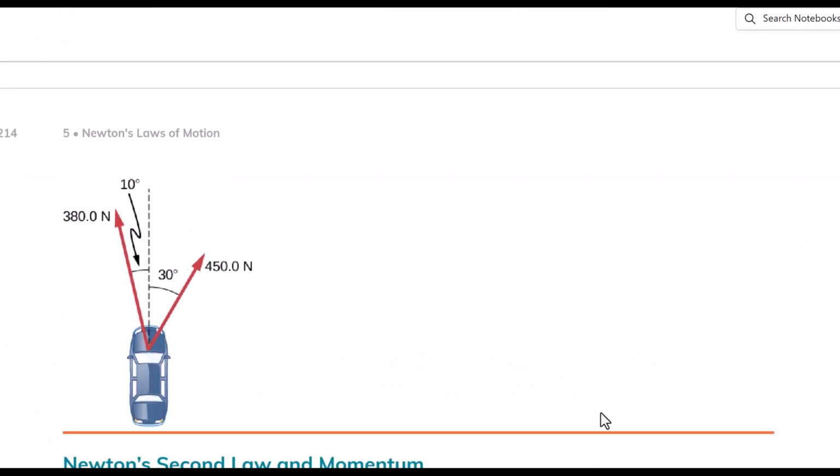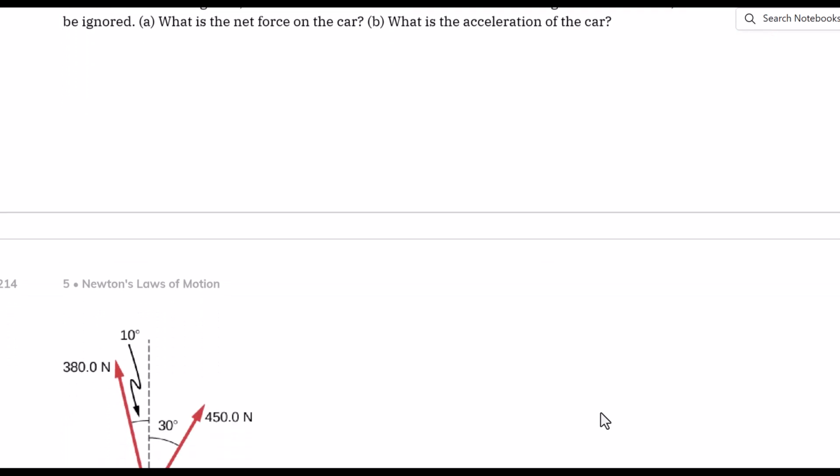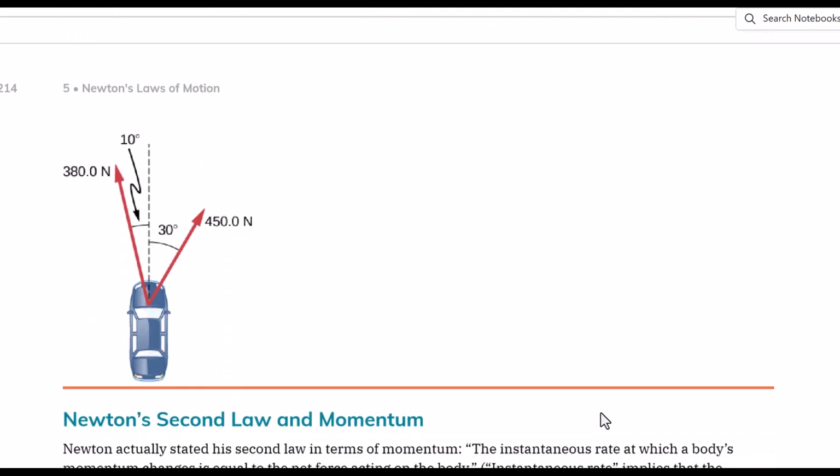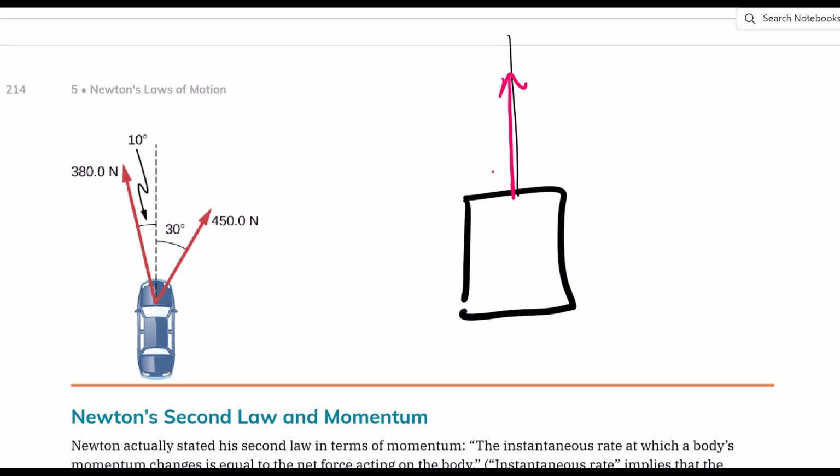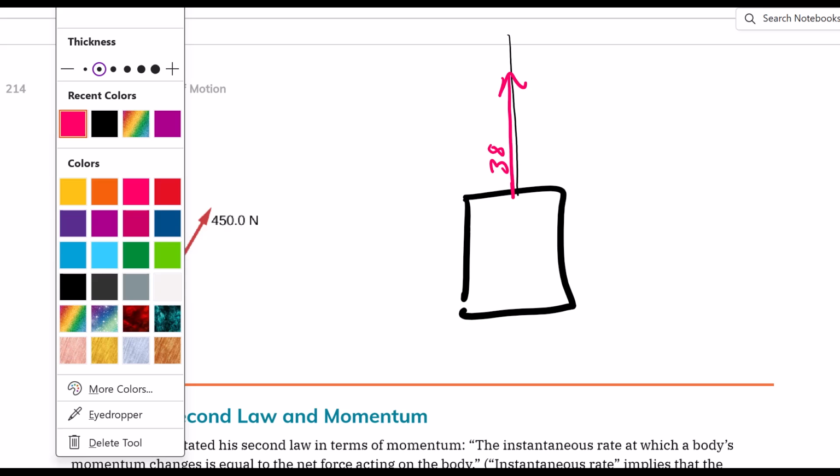Okay, let me just set this one up for you. So it's just asking what is the net force on the car and what is the acceleration. As soon as I see these problems, the first thing I do is draw the car, and then I break these out. So this one is 380, and whatever angle it's next to is the cosine, right? Because cosine is adjacent.